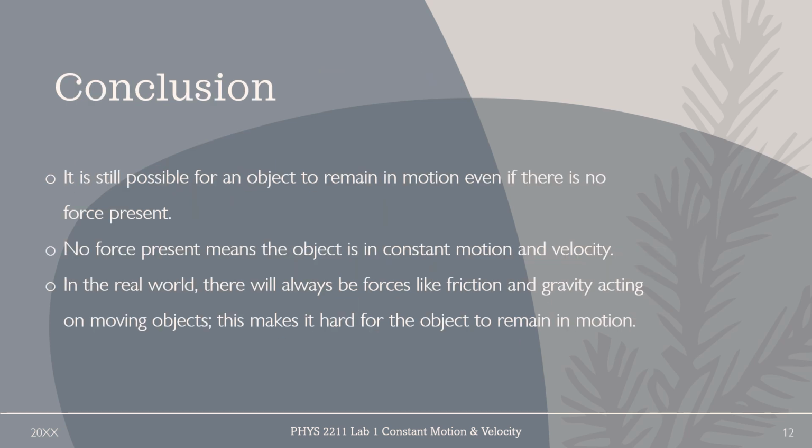In conclusion, I have found that it is still possible for an object to remain in motion even if there is no force present. There being no force present means that the object is in constant motion and velocity. In the real world, as you can see, there will always be forces like friction and gravity acting upon moving objects, making it hard for an object to remain in motion.